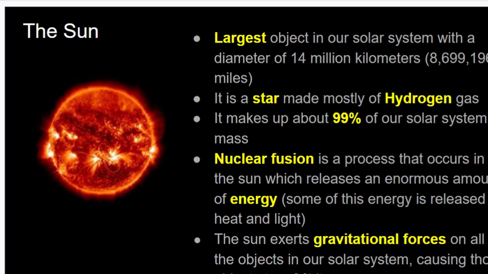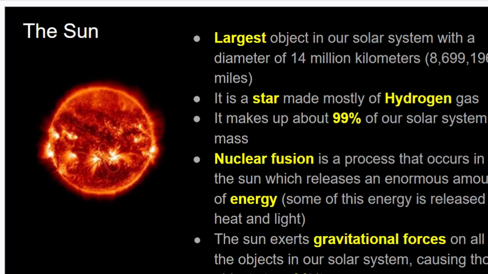Now, the sun is a star. It's not a planet, not a moon. It's a star, and it's made mostly of hydrogen gas. It is a giant flaming ball of gas up in the sky. And it is so large that it makes up about 99% of our solar system's mass. So think of all the other planets, all the other debris and dust and meteors and asteroid belts and everything that we're going to talk about in that solar system.